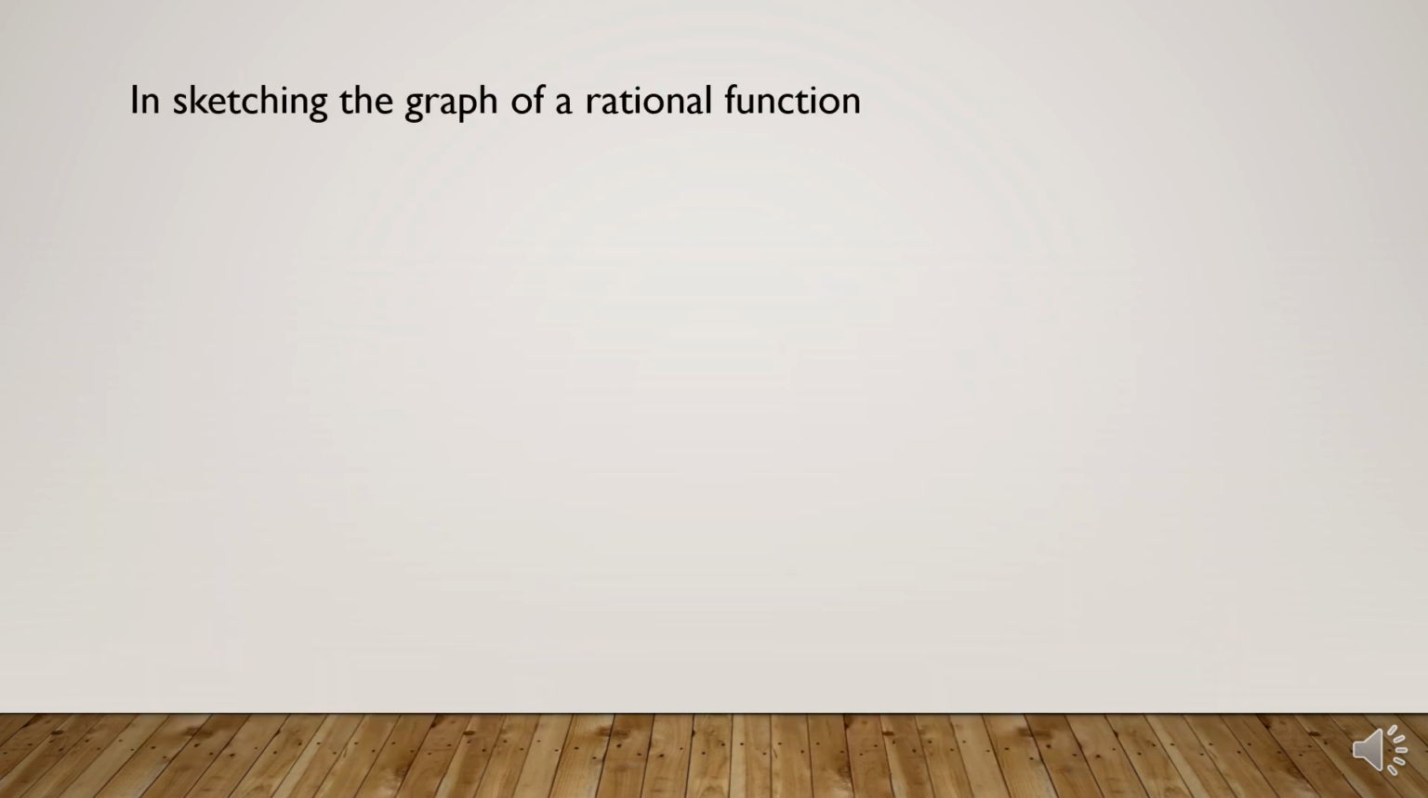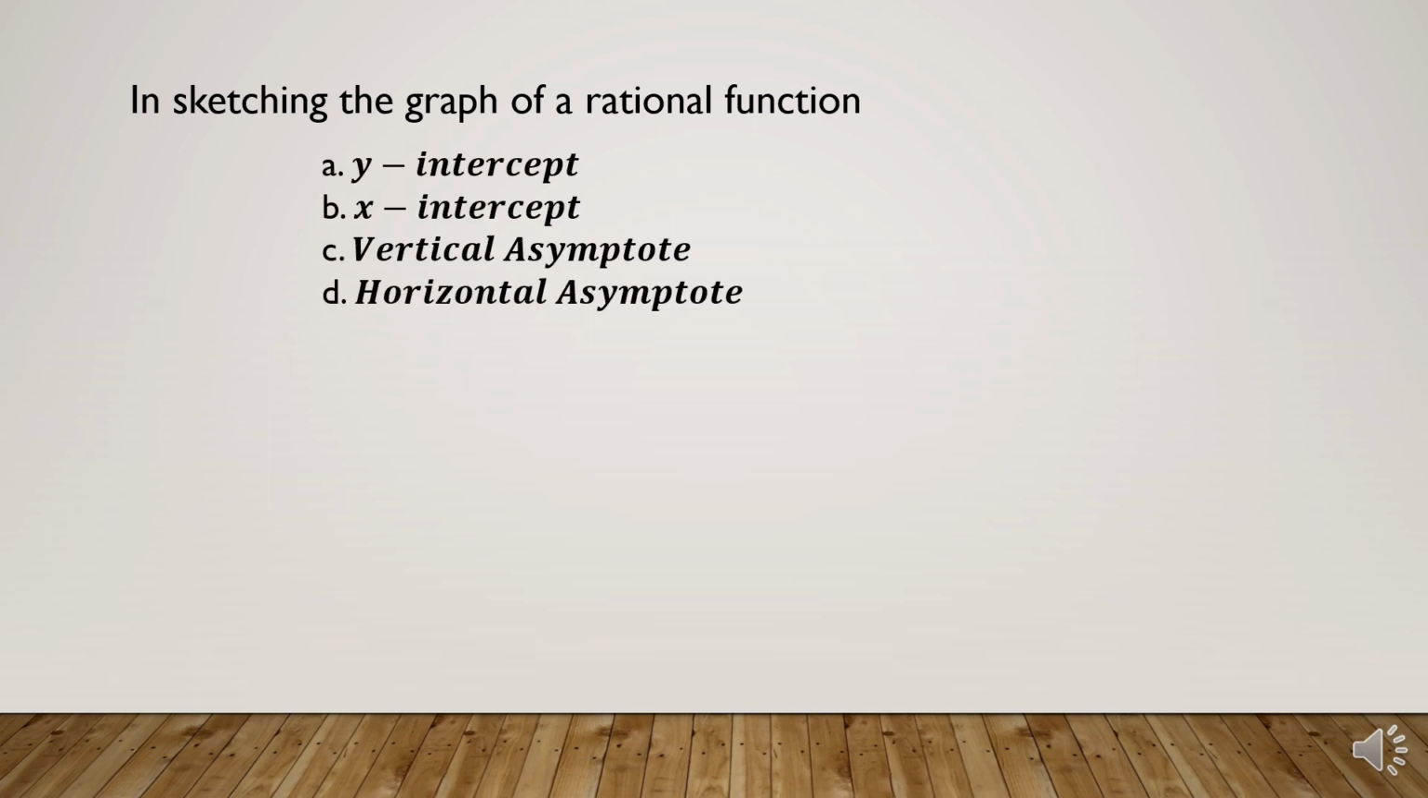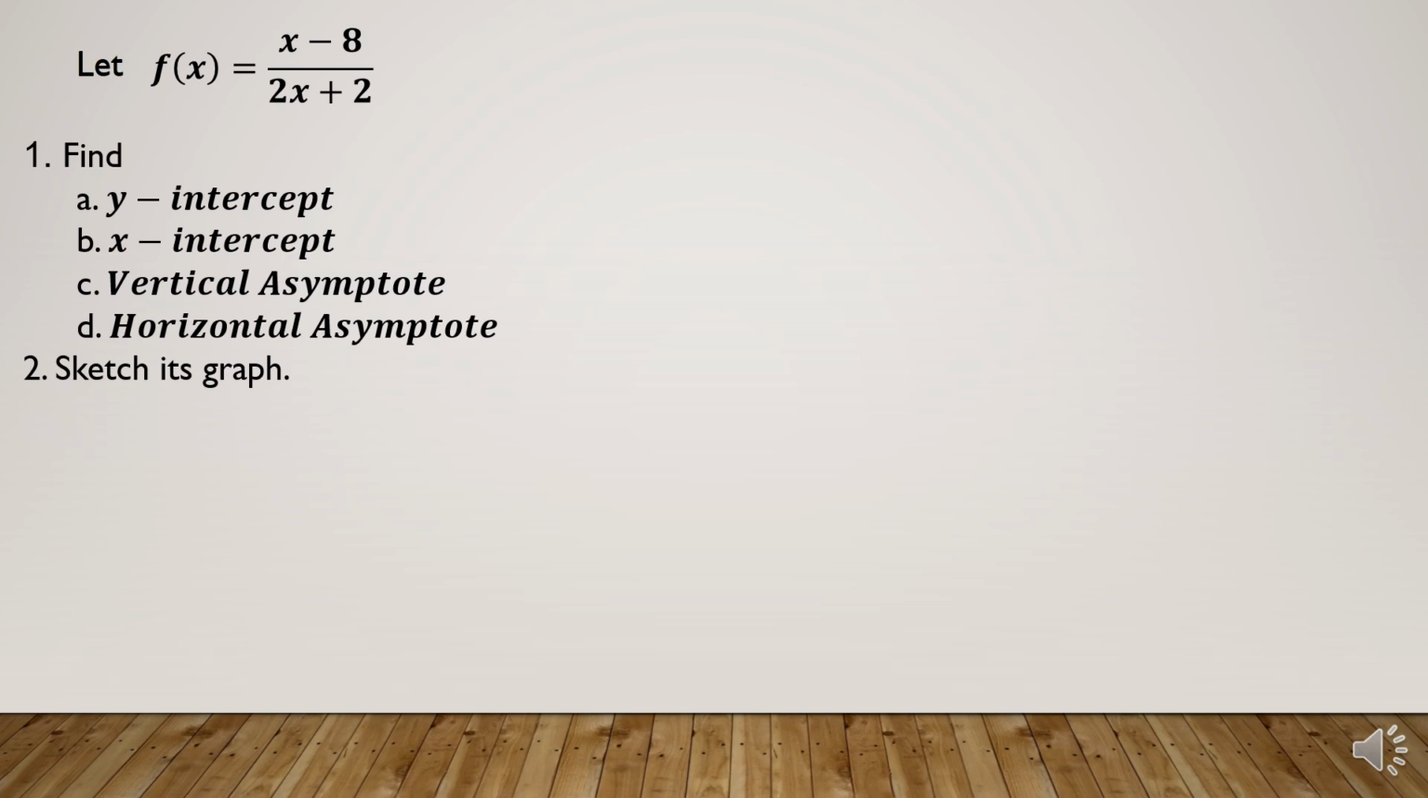In sketching the graph of a rational function, it is easier for us to sketch if we know the y-intercept, x-intercept, vertical asymptote, and horizontal asymptote. Let f of x is equal to x minus 8 all over 2x plus 2. Find the y-intercept, x-intercept, vertical asymptote, horizontal asymptote, and sketch the graph.